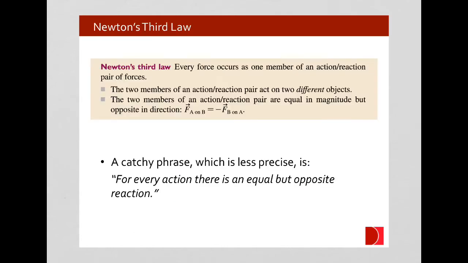This idea is enshrined in Newton's third law. It says that every force exists as one member of an action-reaction pair of forces. That these two forces act on two different objects, and that these force members are equal in magnitude but opposite in direction. So we typically see it as the force of A on B is the negative of the force of B on A. Here the negative sign reverses our direction. This is the more scientifically correct and technically correct definition of Newton's third law.